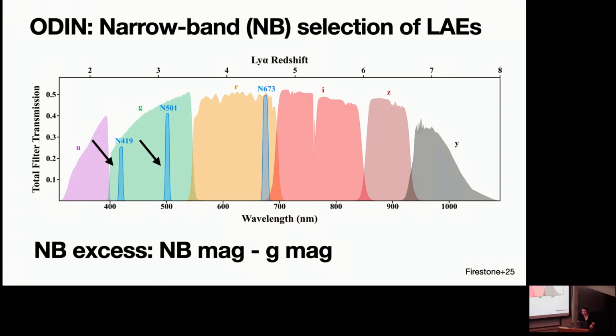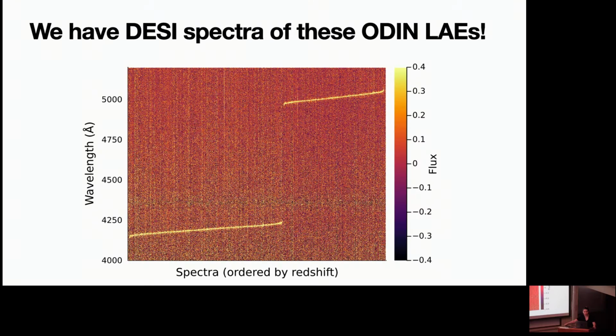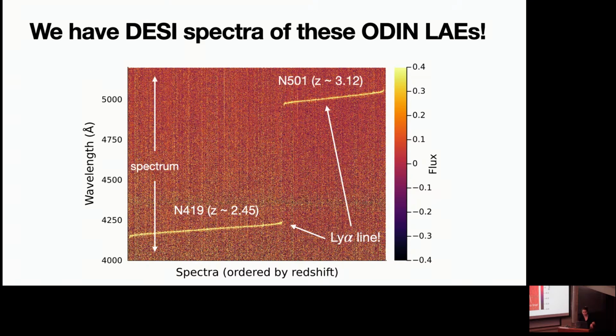Once we have a set of LAEs that have been selected photometrically, we can follow them up with DESI to collect spectra. So we have DESI spectra of thousands of ODIN LAEs. This is a matrix where every column is a spectrum, and these signals are the Lyman alpha line. There are two regions: one around redshift 2.45, the first narrowband, and one around redshift 3.1, the second narrowband. The spectra are ordered by redshift, so that's why you see the Lyman alpha wavelength increasing as we go from left to right.